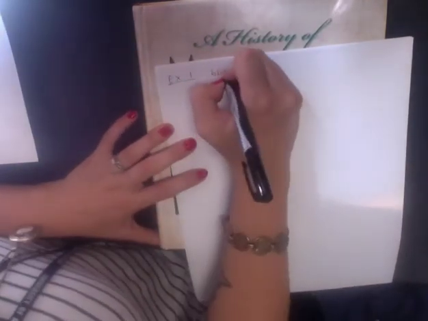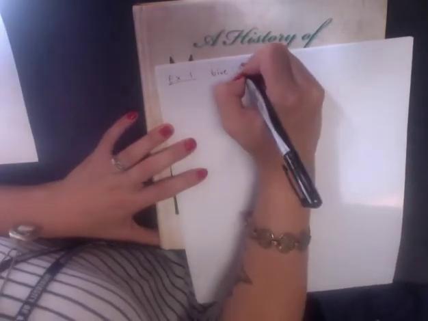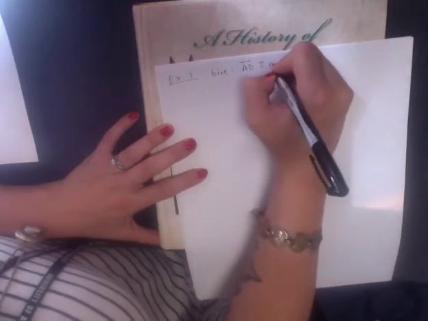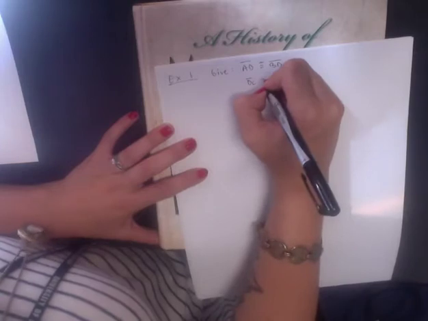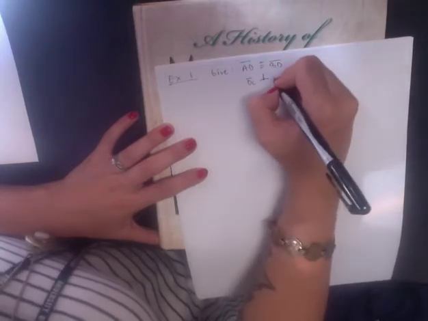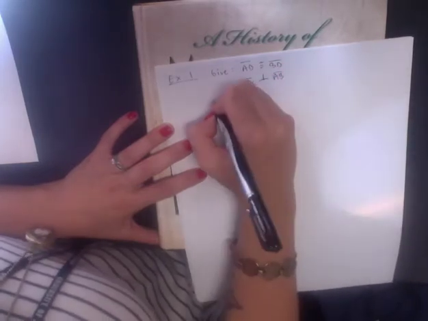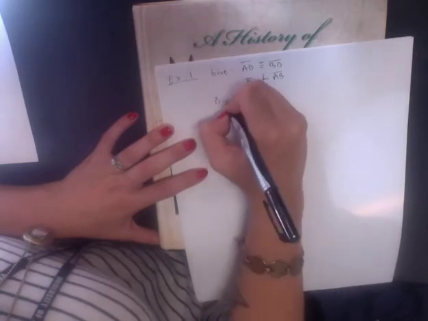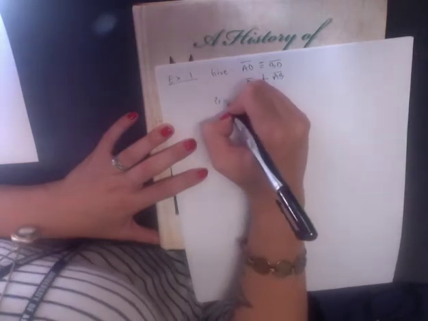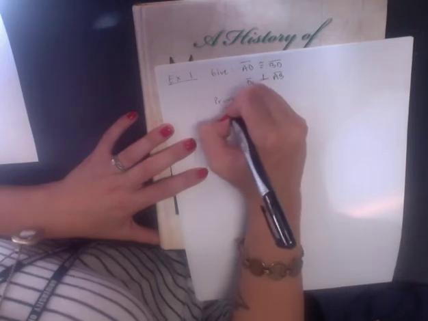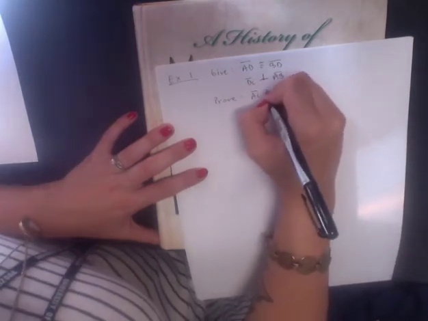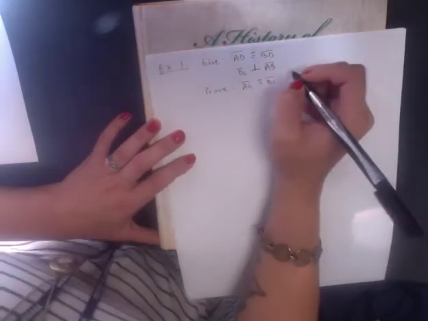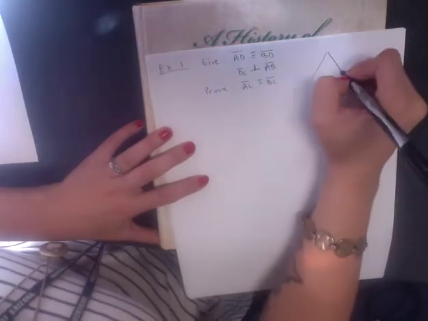I am given that AD is congruent to BD and DC is perpendicular to AB. I want to prove AC is congruent to BC, and I'm given this triangle.